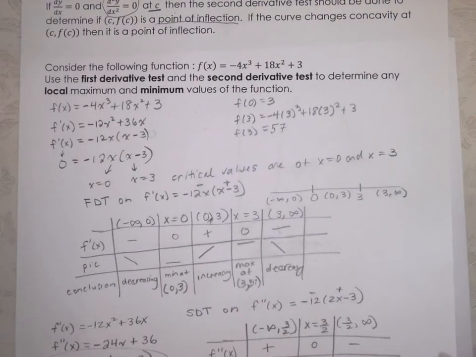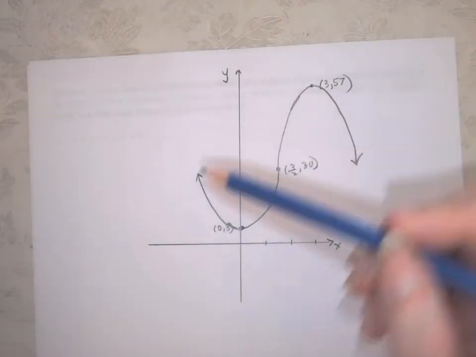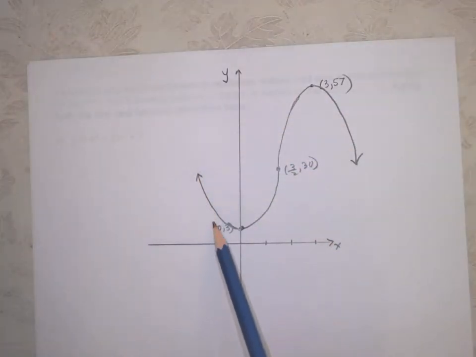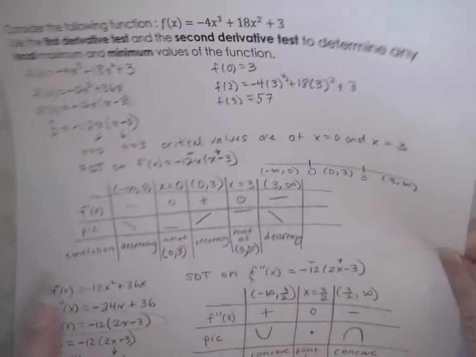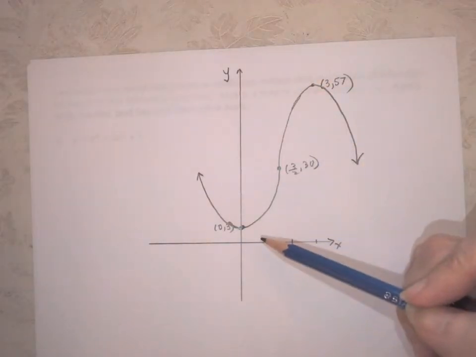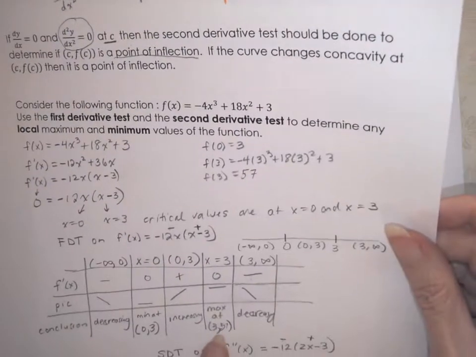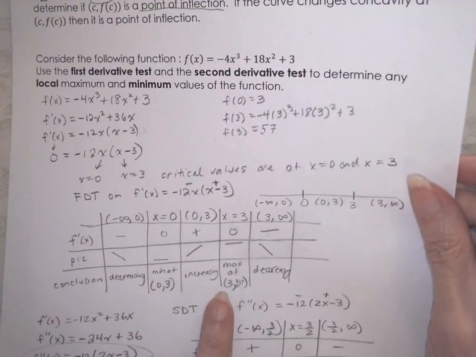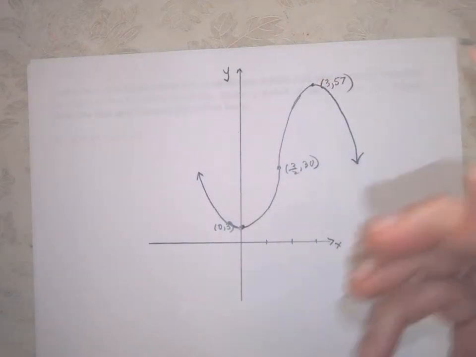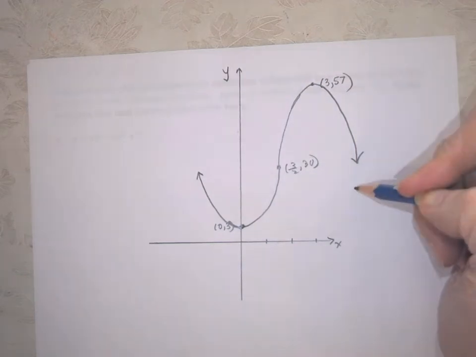And then you want to use your test to make sure that your sketch makes sense. So if I look at my first derivative test here, I should be decreasing from negative infinity to 0. So from negative infinity to 0, I am decreasing. And then I have a min at 0,3. I should be increasing from 0 to 3. So from 0 to 3, I am increasing. I should have a max at 3 and 57, which I do. And then I should be decreasing from 3 to infinity, which I am.